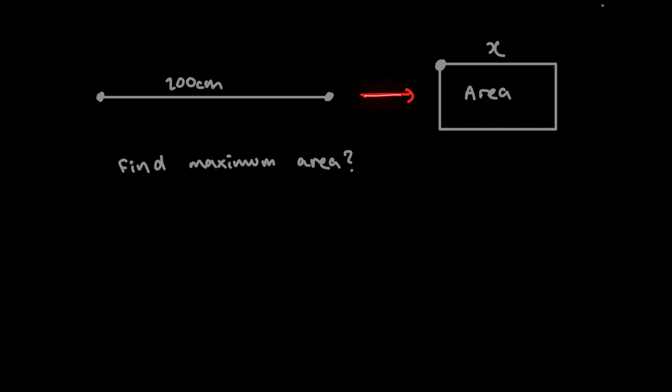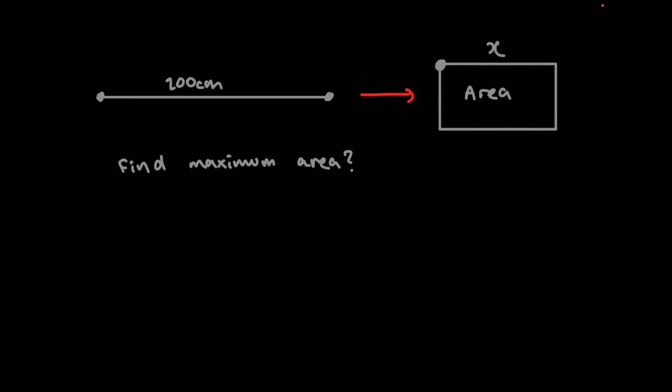With that string, we turn it into a rectangle like such, and we work out that the area of this rectangle can be written as some equation, length times width. And they've told us that this length here is simply x. Our goal is to work out the maximum area of this entire box here.